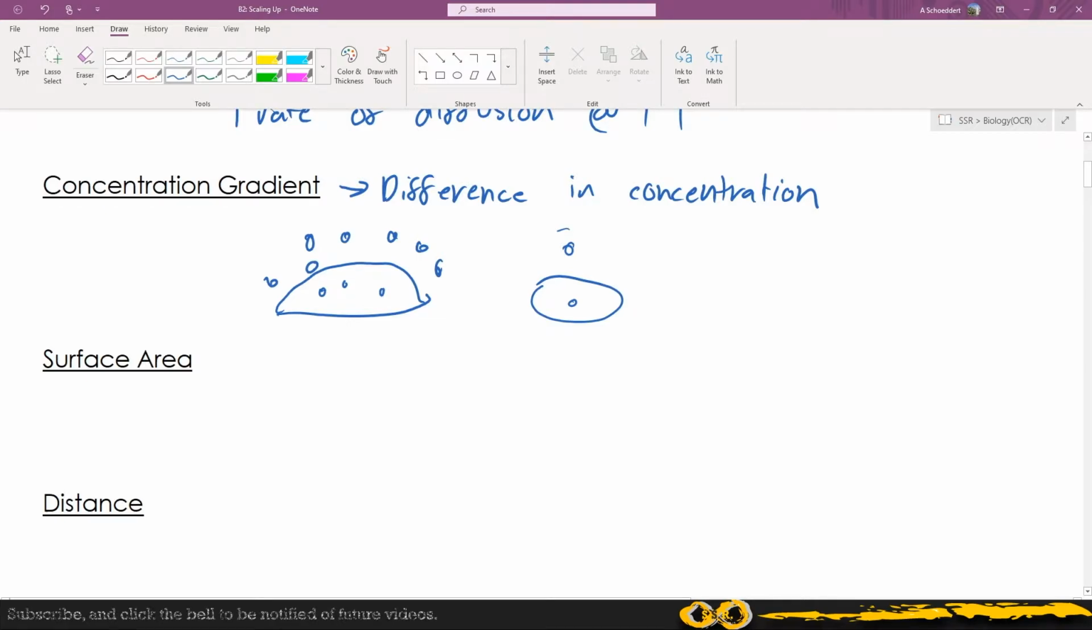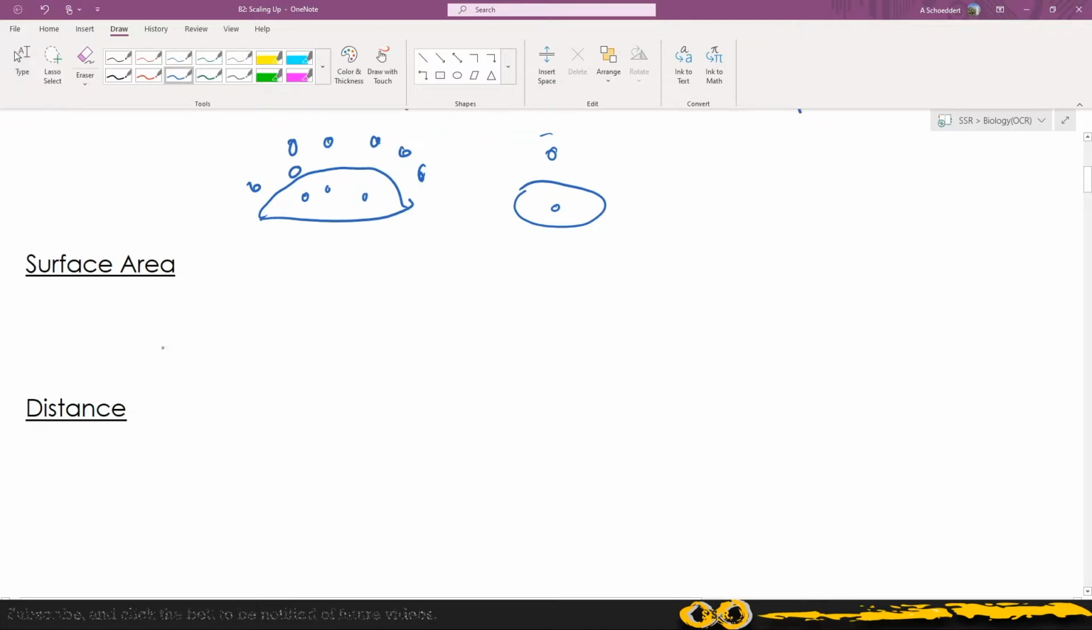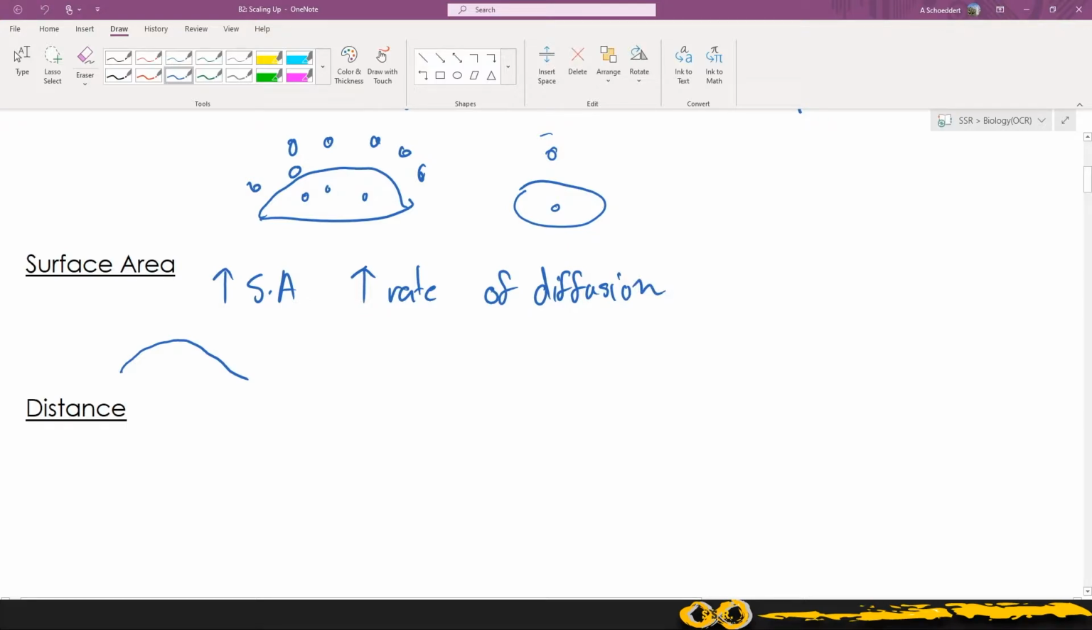Next we have the surface area, and this is a measure of the total surface of the cell. The higher the surface area, the higher the rate of diffusion. And there are special areas in your body and special cells in your body that are adapted to have a very high rate of diffusion, and therefore they are adapted to have a very high surface area. An example is the alveoli in your lungs, which are those little air sacs. By having this spherical shape, they have quite a large surface area.